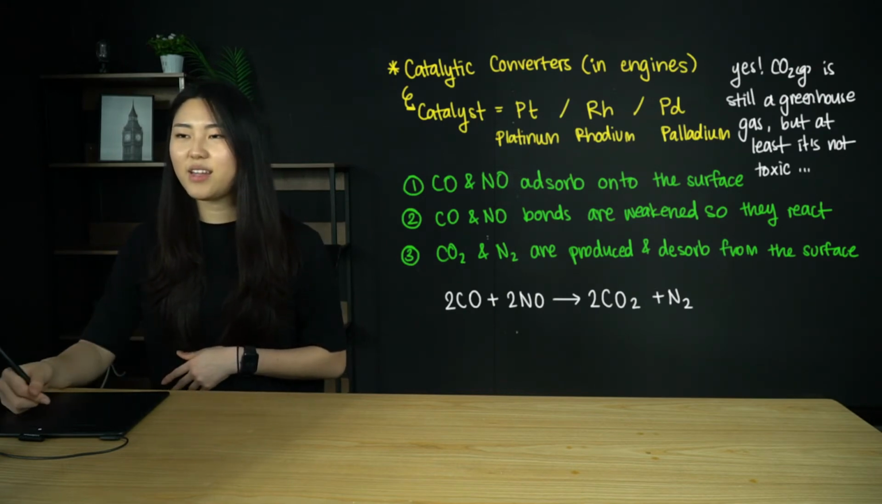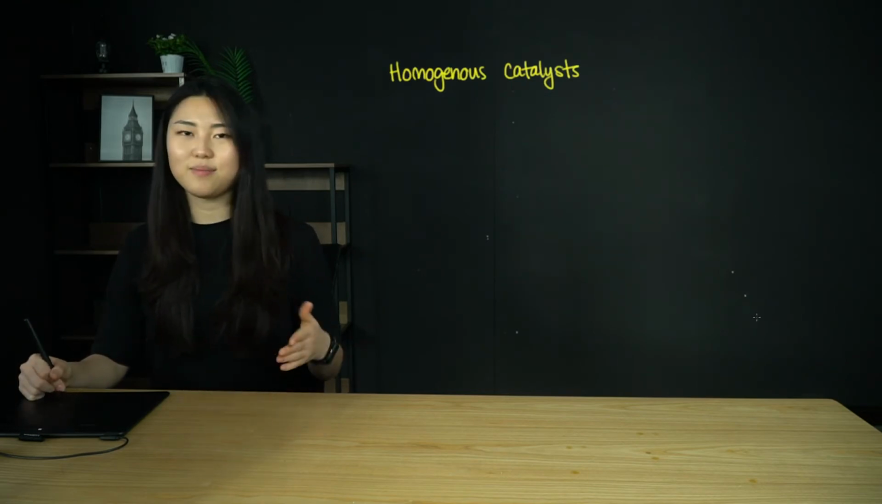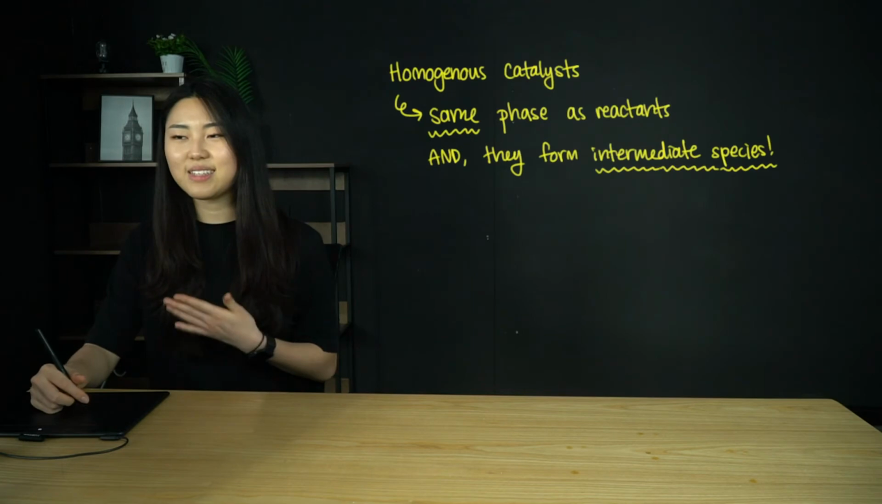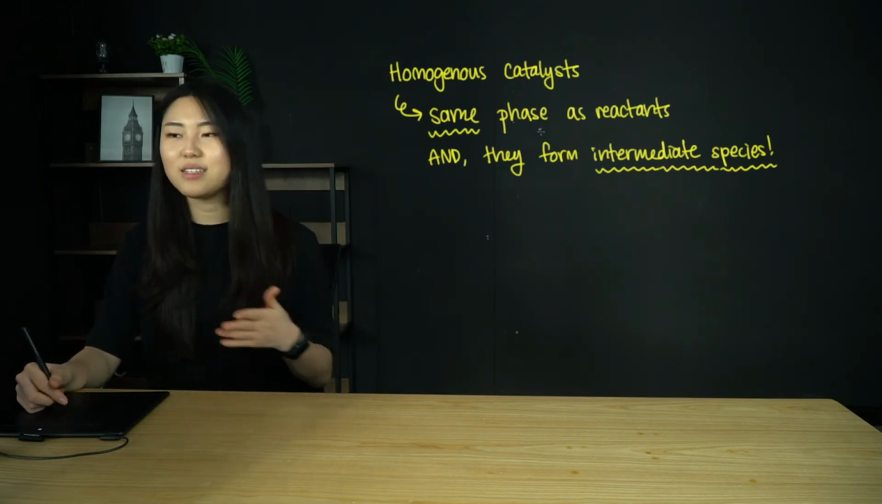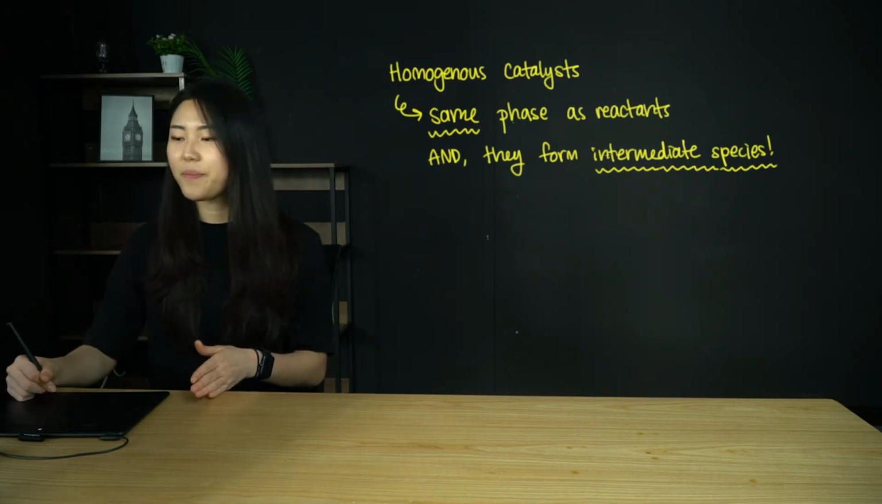Next we're going to look at the homogeneous catalysts, okay? As you can kind of predict, this has the same phase, same state as the reactants, and they form intermediate species, okay? So let's look at some examples.